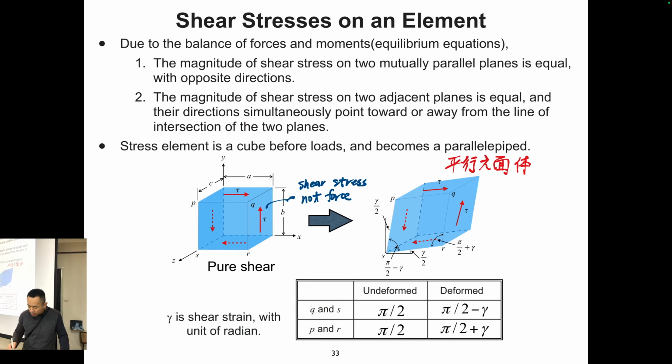Okay, and then we talk about the shear element, shear stress on an element. Shear will always come in pairs. Okay, because we want to make this element stay there and not rotate. Okay, so if you see one of these, you can always find the other three.